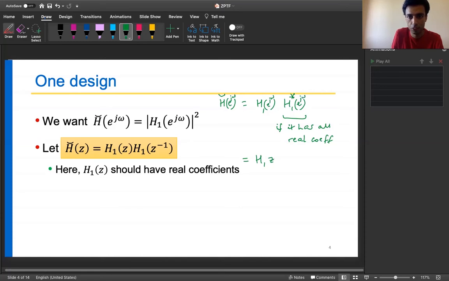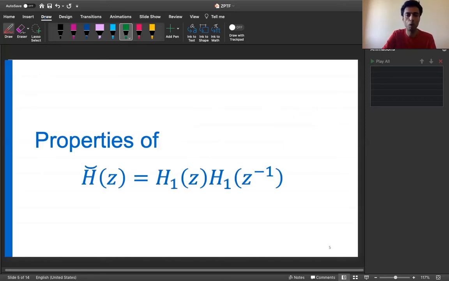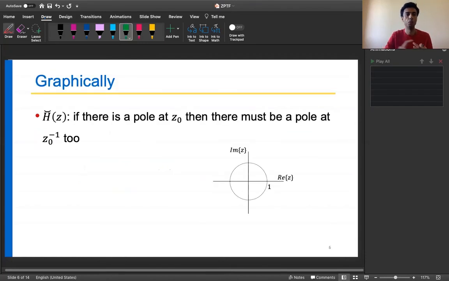This will be equal to H1 e to the power j omega times H1 e to the power minus j omega, right? Because everything else is real. So therefore you get this. Start from here and you derive this. So this is one possible design. Now let us study some properties of this, that my zero phase transfer function can be written as a product of H1(Z) and H1(Z inverse). Let's first see graphically what happens.